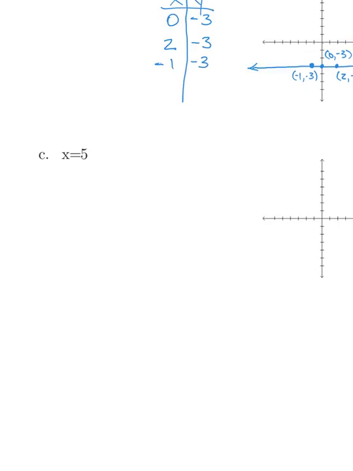So now let's look at example C. Example C, we have x equals 5. So again, I'm going to make my table. This is also an example of one that you have to use tables. You cannot use x-y intercepts. You cannot use slope and intercept. And so the only way to do this is using a table. And this is going to be very similar to the previous problem.